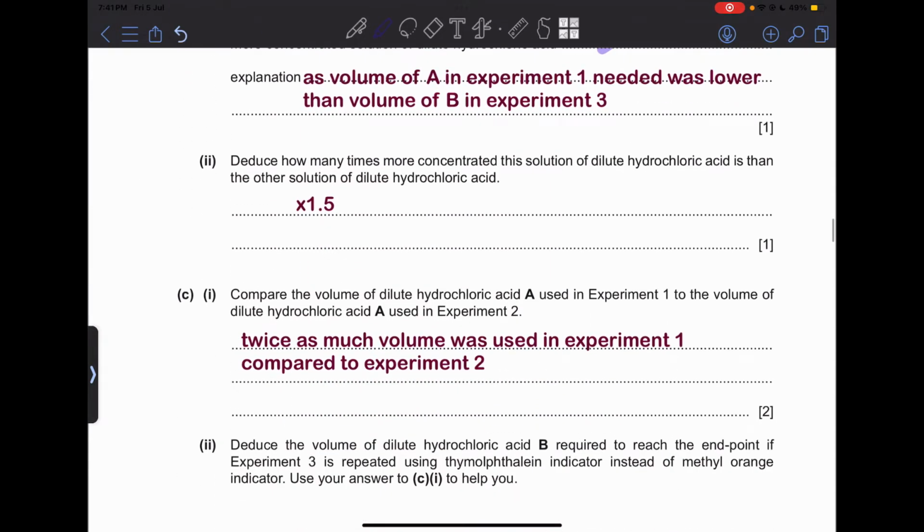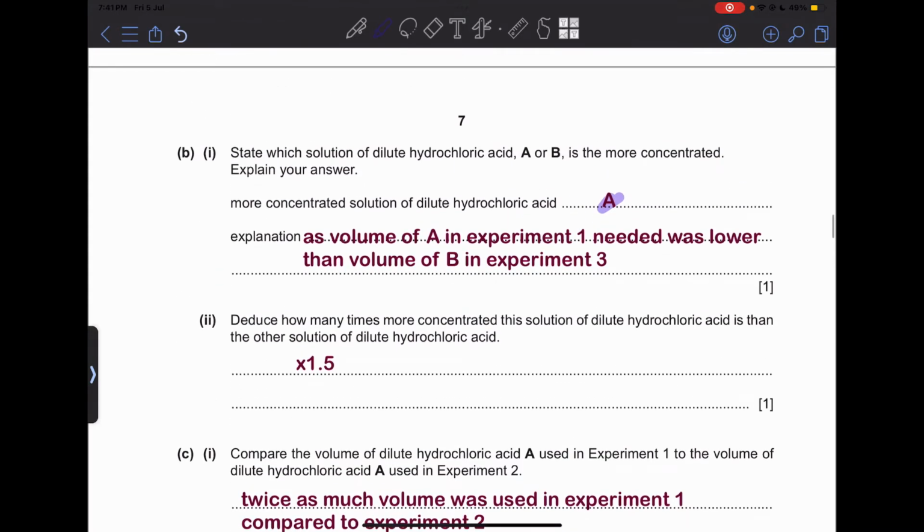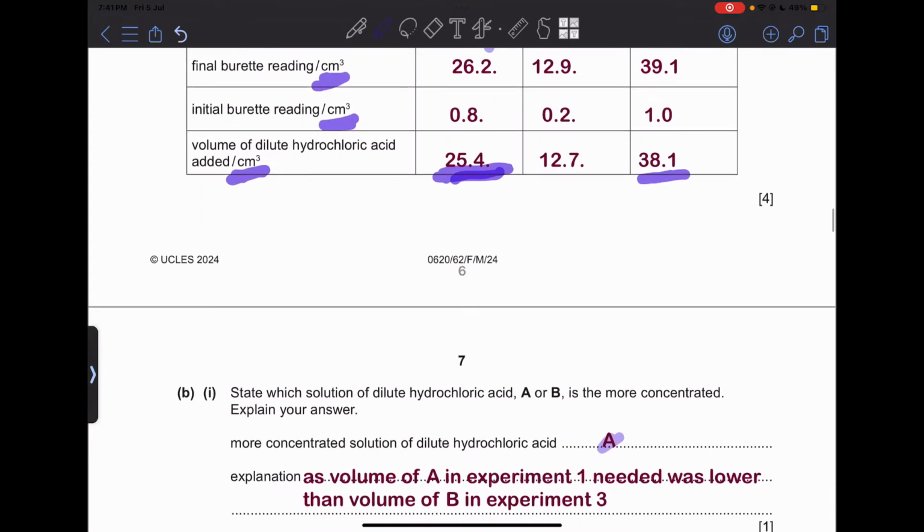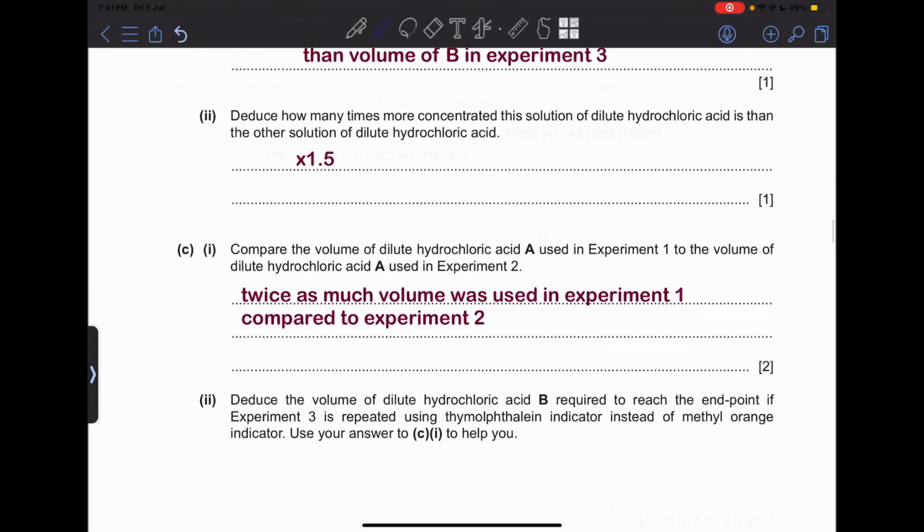Deduce how many times more concentrated this solution of hydrochloric acid is than the other solution of dilute hydrochloric acid. This is 1.5 times. You're going to do 38.1 divided by 25.4 on your calculator, and you're going to get 1.5. This is how you find out how many times it is more concentrated.